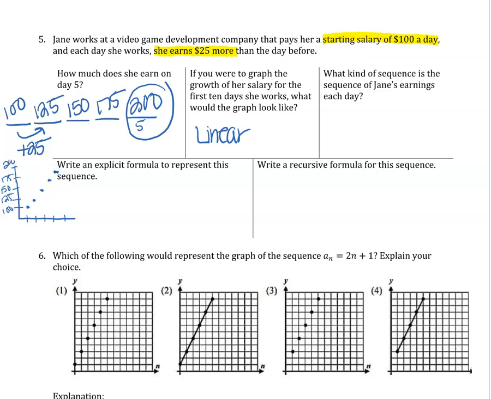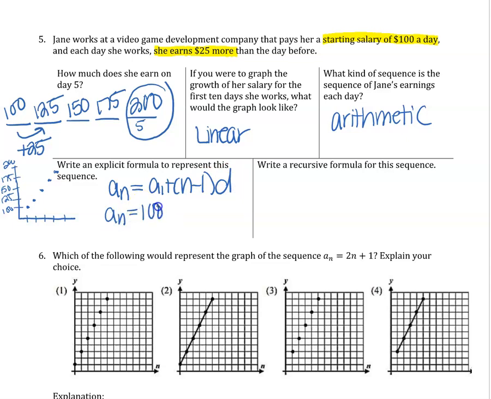All right, what kind of sequence? Well, this is arithmetic. Oh, and I feel like this is a good time to say it's arithmetic, not arithmetic. That's different. Okay, so arithmetic. All right, write an explicit formula to represent the sequence. So here's your explicit formula. A sub n equals a sub 1 plus n minus 1 times d. So I know her first term is 100. And then she's adding $25 per day.